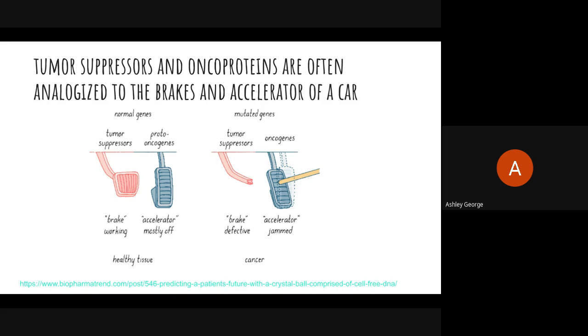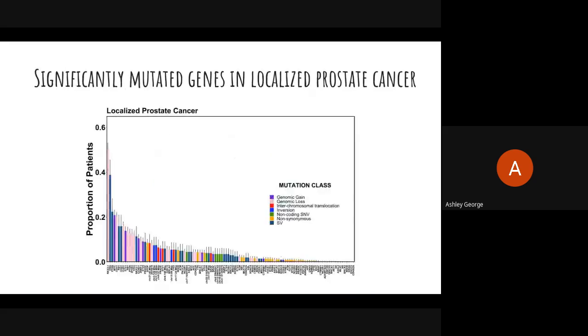The proto-oncogenes, as I mentioned, the oncogenes are what promote cell growth. And so we have this accelerator, but it's mostly off. It's not necessarily something that is stuck in like the on position, as we see on the right-hand side. In these mutated genes, we don't really have a brake. The brake or the tumor suppressors that we would have that limit the cell growth is defective. It's not working correctly, and the oncogenes are kind of going into overdrive. The accelerator is jammed. We have this excessive cell proliferation that's causing cancer.